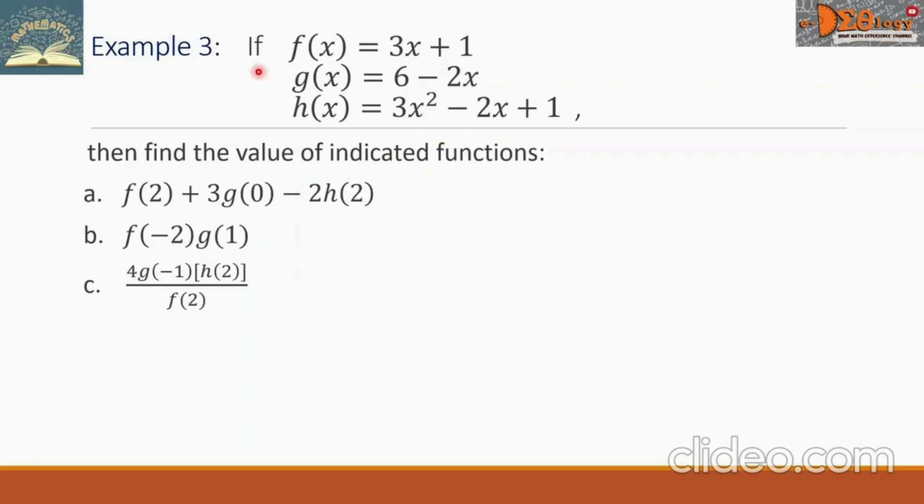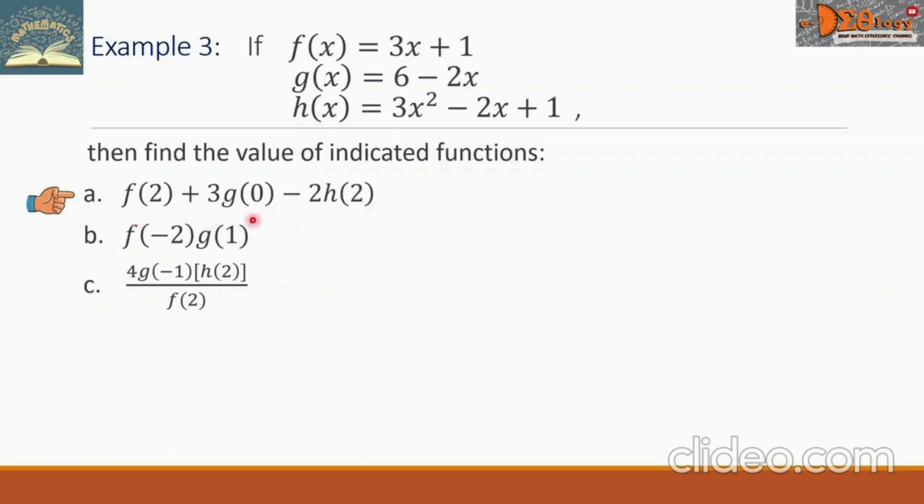Example 3. If f of x equals 3x plus 1, g of x equals 6 minus 2x, h of x equals 3x squared minus 2x plus 1, then find the value of the indicated functions. We have here 3 sample problems. Let's begin with problem A. We have f of 2 plus 3 times g of 0 minus 2 times h of 2.